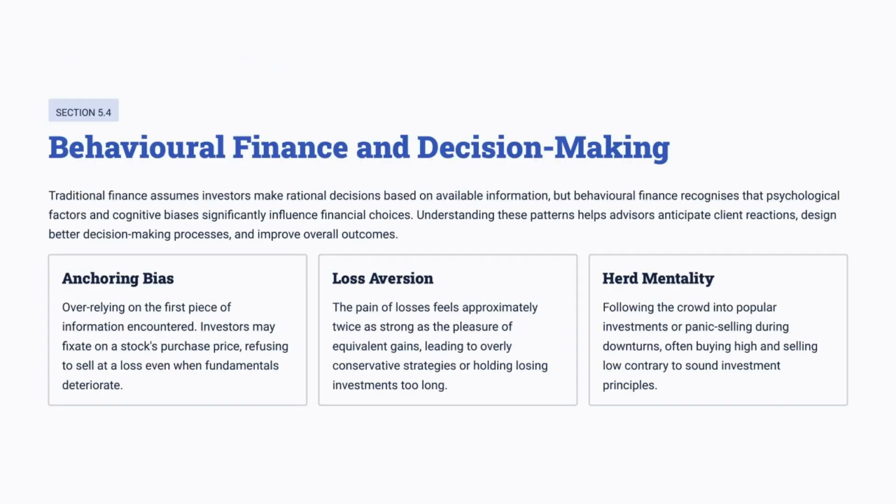Behavioral finance highlights how cognitive biases like anchoring, loss aversion, and herd mentality impact investment decisions. Anchoring leads investors to fixate on initial prices, while loss aversion causes reluctance to sell at a loss. Herd mentality drives following the crowd, often resulting in buying high and selling low, contrary to rational investment strategies.